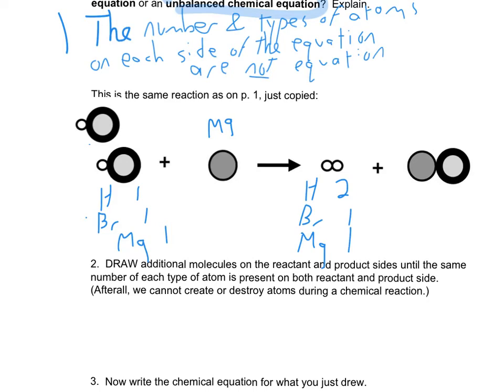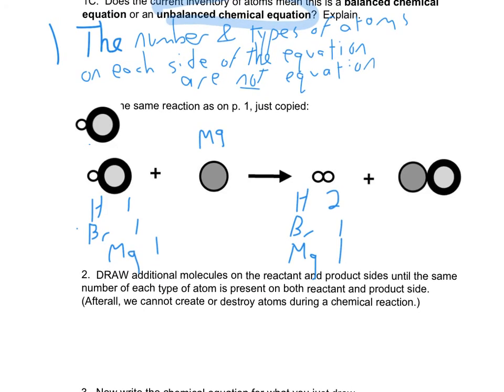So I'm going to update my count. I now indeed have 2 hydrogen, but I also now have 2 bromine. And that's a little bit of a bummer because I only have 1 so far on my reactant side, but that's the game that we're playing, trying to balance it. And I still have the 1 magnesium. Okay, so looking at that, I need additional bromine.